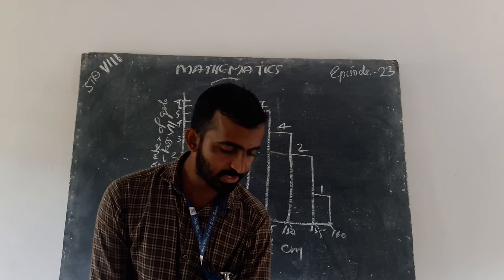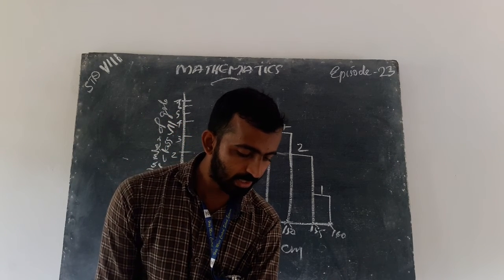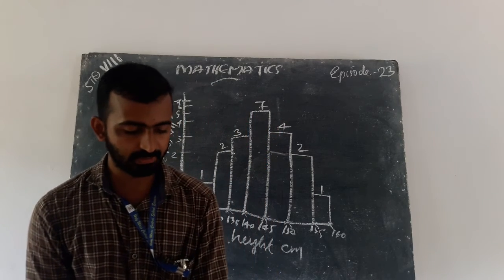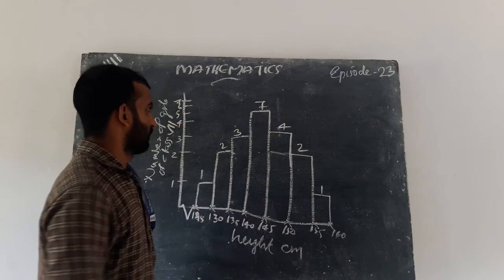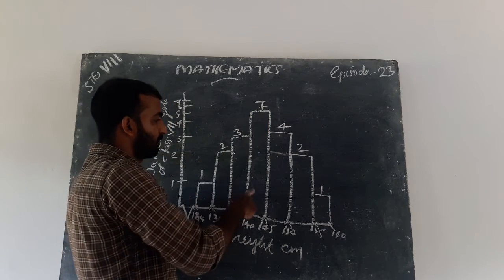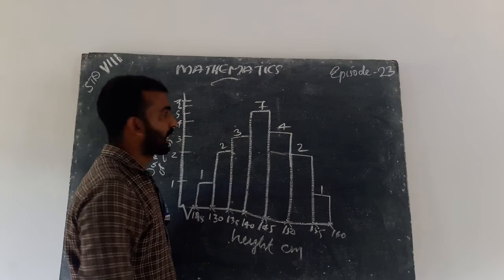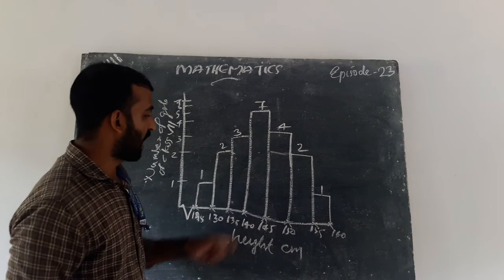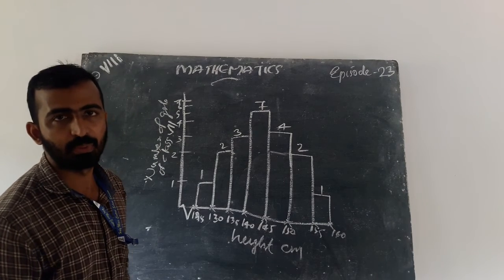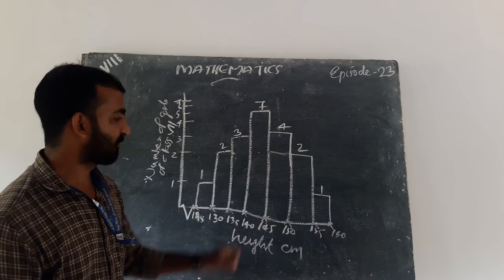And second question is, which group contains the maximum girls? The maximum girls are in this bar. That is 7. The class interval is 140 to 145.